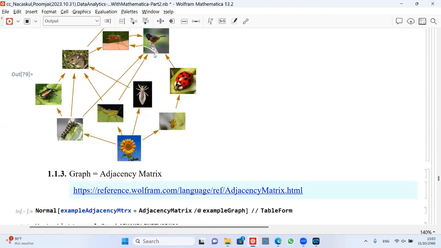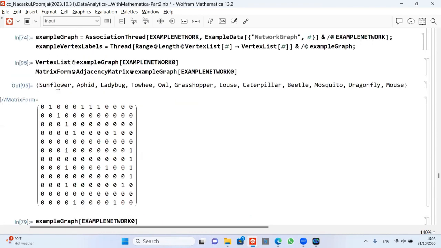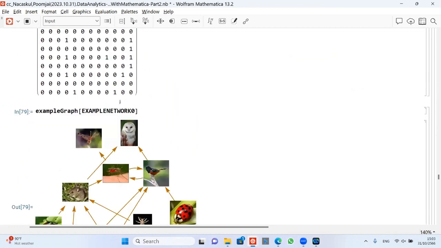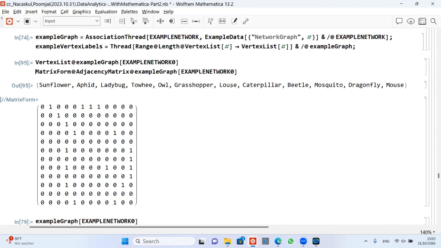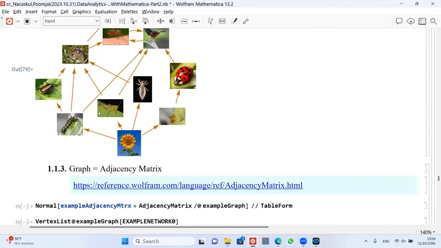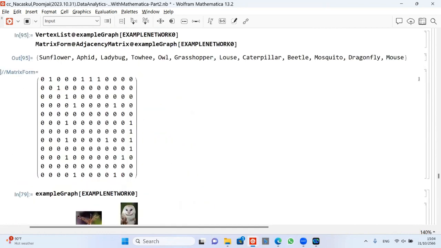Where's mouse? Where's my mouse? Mouse, louse, caterpillar, grasshopper, beetle. Dragonfly, sorry, dragonfly. Oh, this guy is not, yeah. Who's this guy? Caterpillar, grasshopper, yeah. Grasshopper, louse, beetle, caterpillar. Okay. So that's it. That's how it works. Okay, that's the tree of life, so to speak.